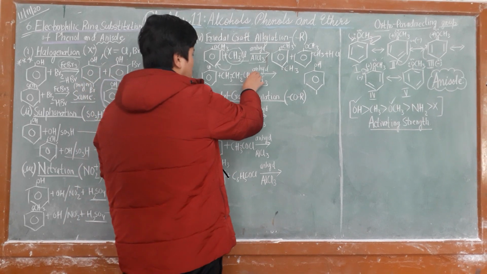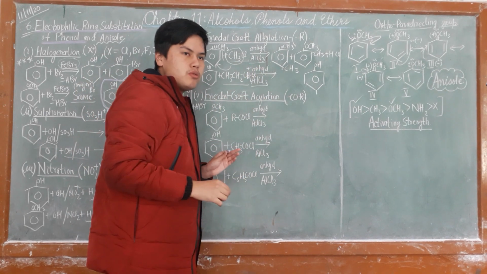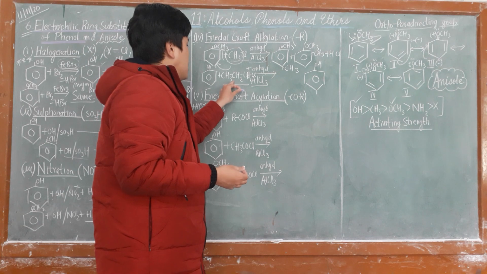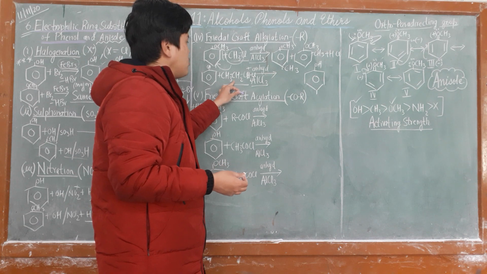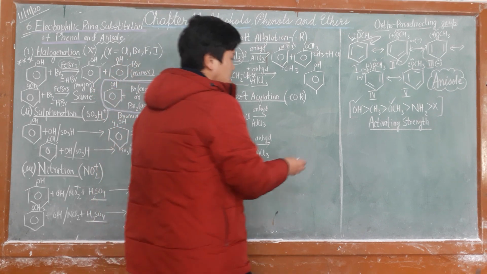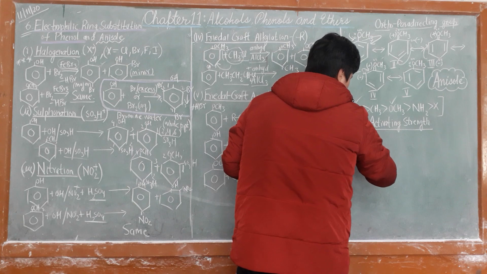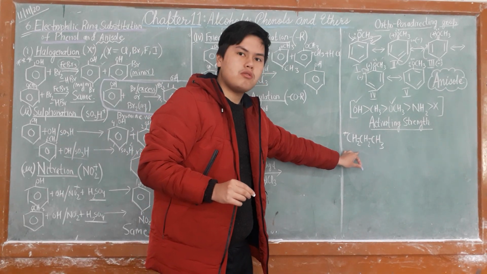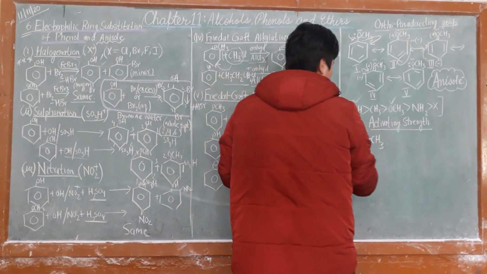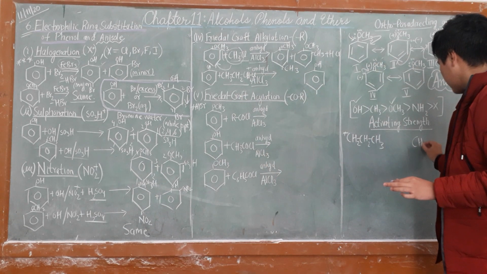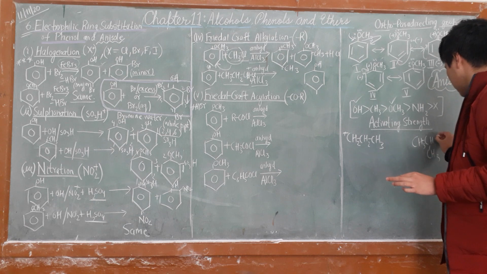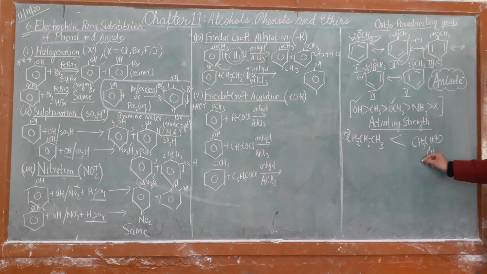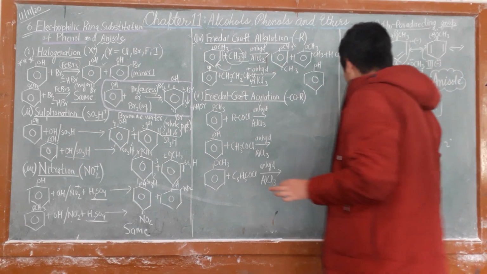In the mechanism, chlorine leaves and the carbocation forms. Now which carbocation is more stable? A tertiary carbocation is more stable, but here there is no chance of a tertiary one, so it can form a secondary carbocation, which is more stable than primary. If CH2, CH2, CH3 carries the positive charge, this is your primary carbocation, which is less stable as compared to this one. This is more stable because it is secondary, and this is less stable because it is primary.